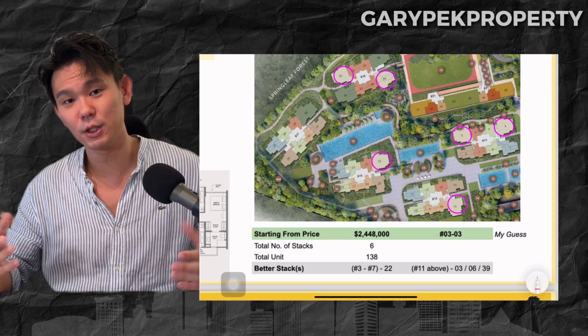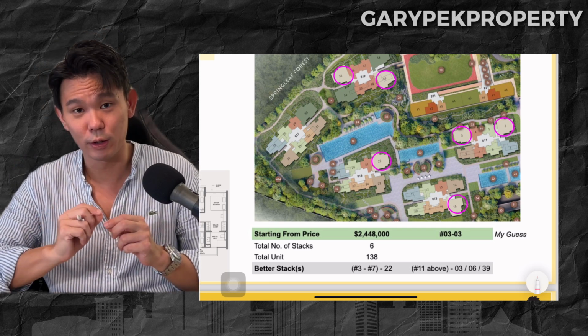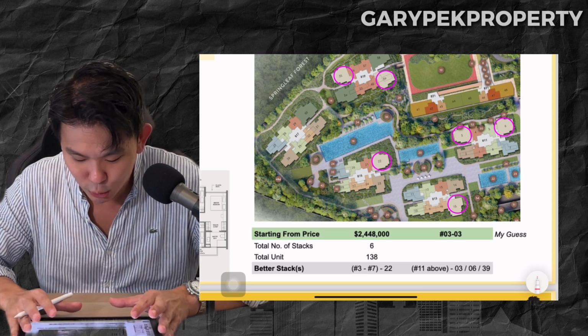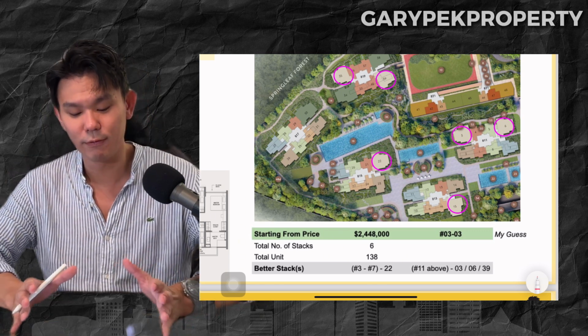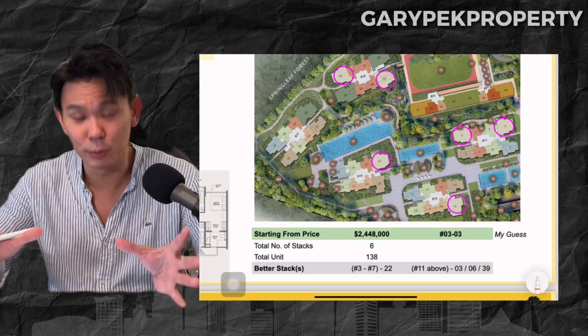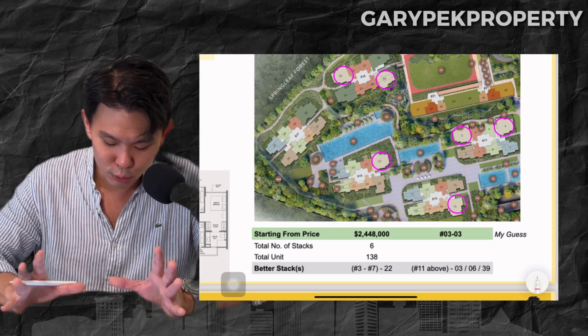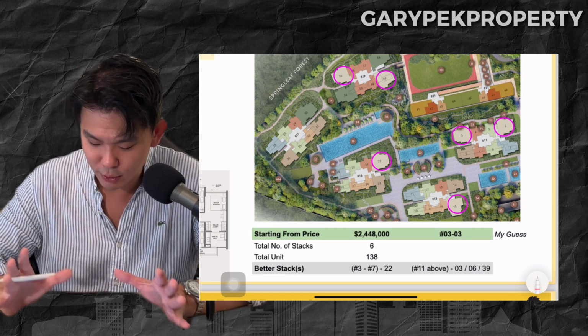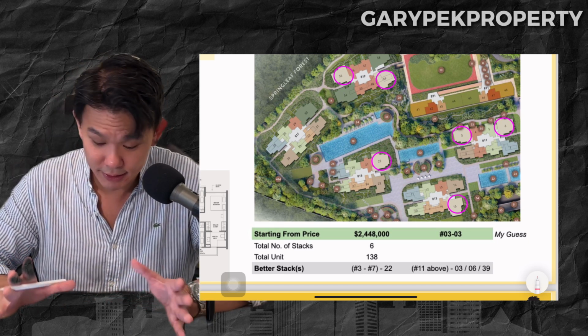If you have a bit more budget, a bit more runway for your price point, a bit more variance, my recommendation is you can look at stack 22, because this gives you a very nice view of the whole site, being in the center of the condominium. Good to choose is level 3 to level 7 for stack 22, and if not, you can look at stack 3, 6 and 39.